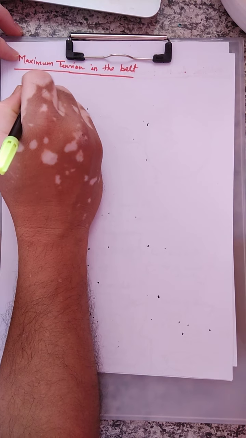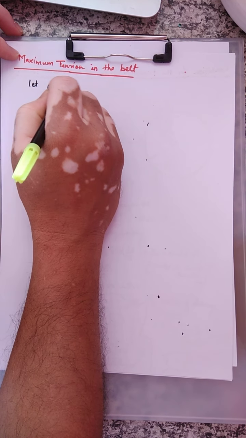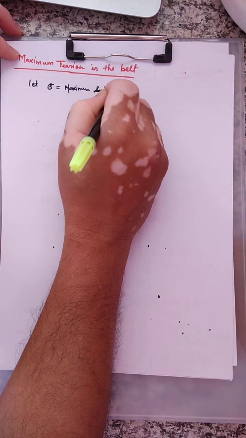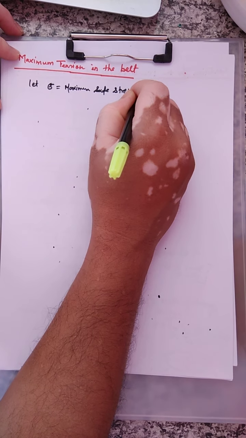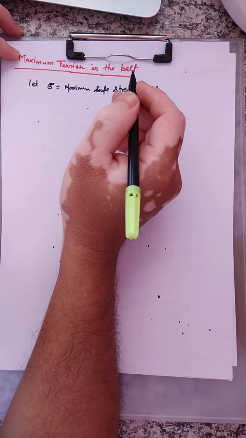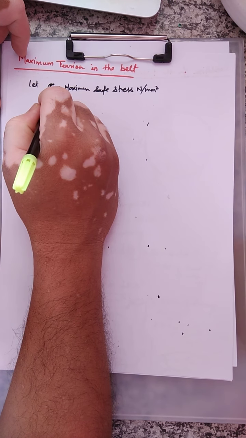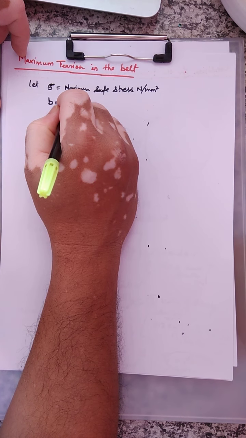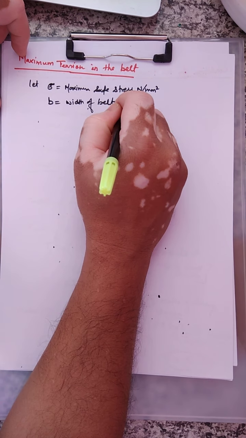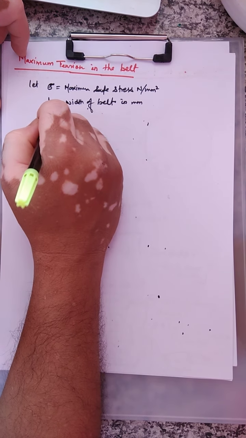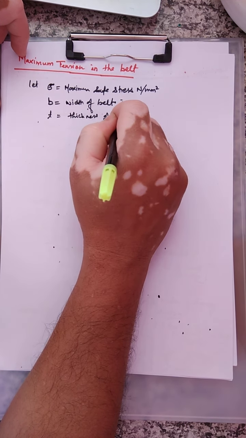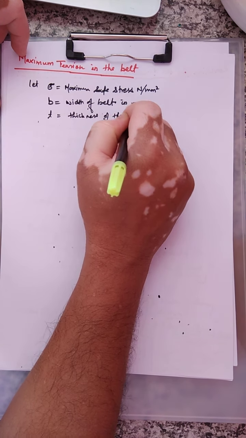Suppose sigma is the maximum safe stress in Newton per mm square. Sigma will be the safe stress induced on the belt, and b is the width of the belt in millimeter, and t is the thickness of the belt. It will also be in mm.